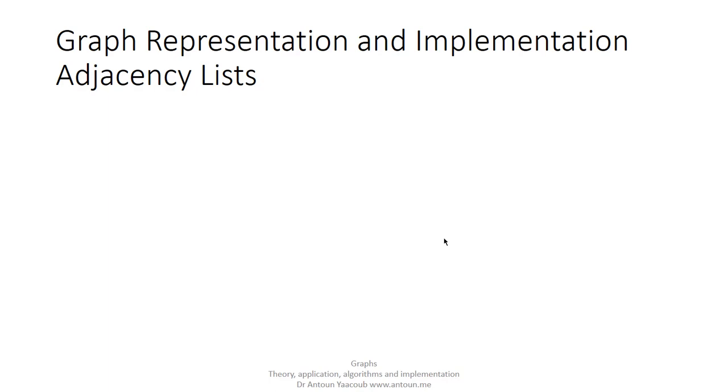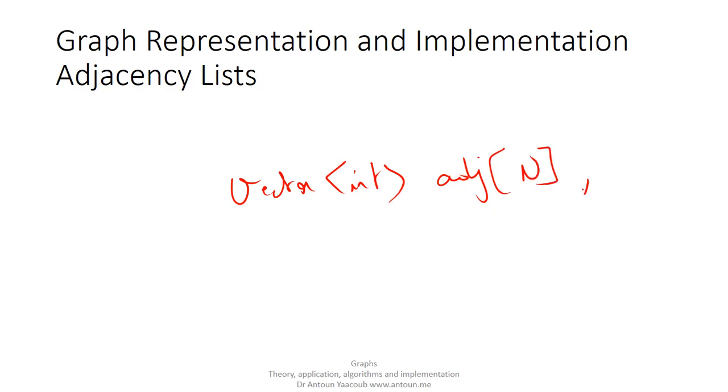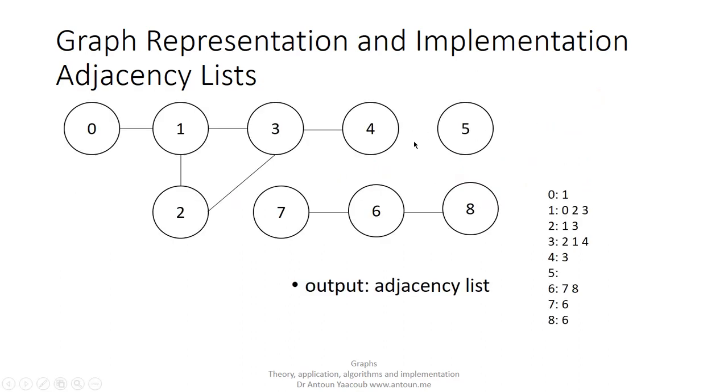So a convenient way to represent an adjacency list is to declare an array of vectors. So vector of integers, because our vertices are integers, adjacency, and it's an array of vectors. So here the constant n is chosen to store all the adjacency lists. I will talk about it more, but let me just show you what the output will be.